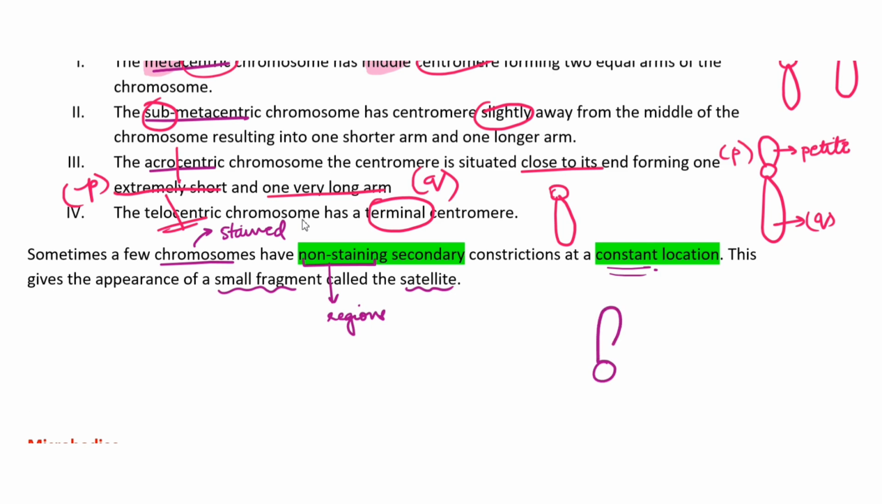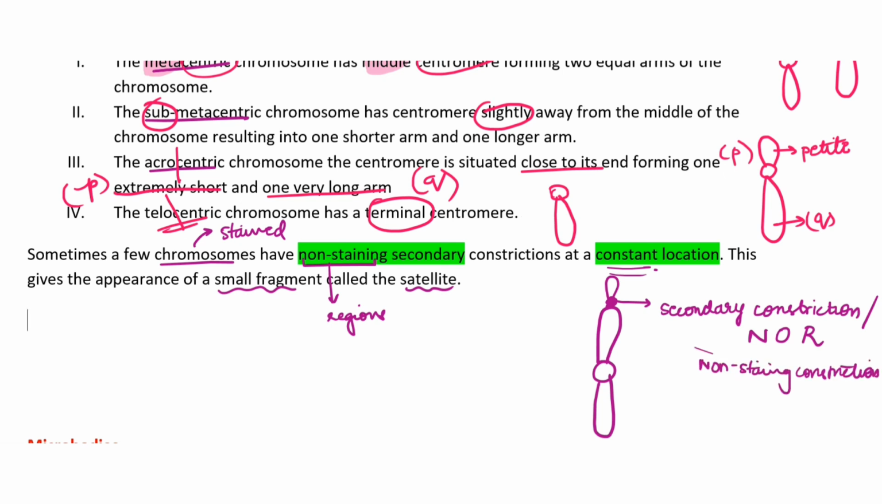So remember, this constriction you see here in the chromosome is the secondary constriction. NOR, non-staining constriction. NOR means nucleolus organizing region. This region gives the appearance of a small fragment which is projecting here. This you see is the satellite. So what is this? This is the central part, the primary constriction, the centromere.